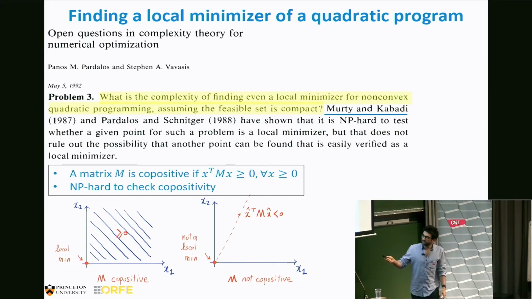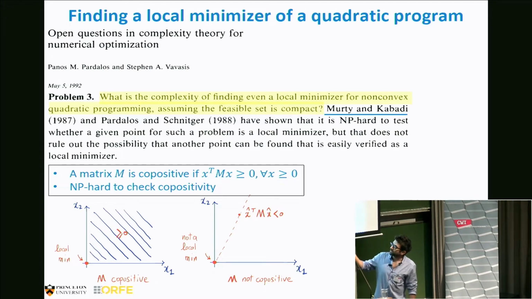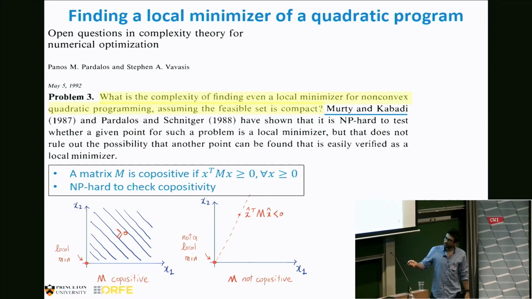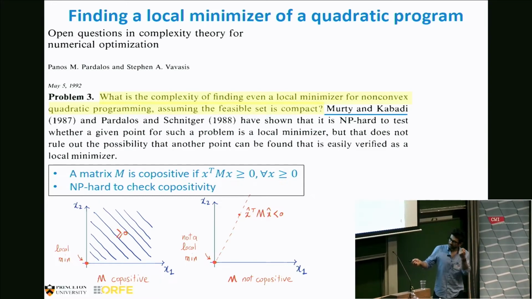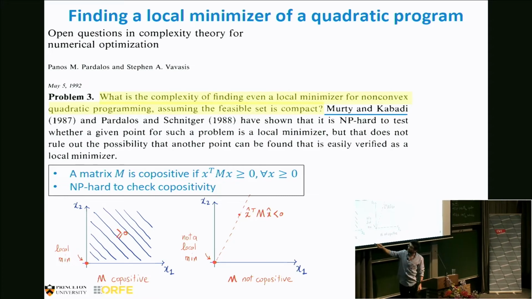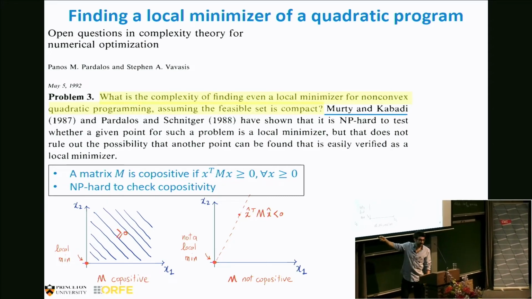And once you have this, the result of Murthy and Kabadi is immediate. Consider the problem of minimizing x transpose Mx on the non-negative orthant, and you ask, is 0 a local minimum? So the candidate would be the point 0. Well, if the matrix is copositive, your quadratic function is 0 here and non-negative here. So this is a local min. In fact, it's a global min.